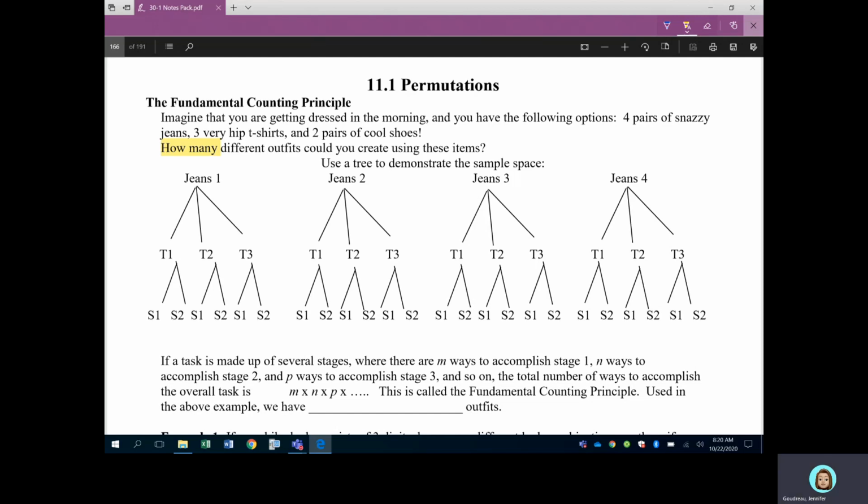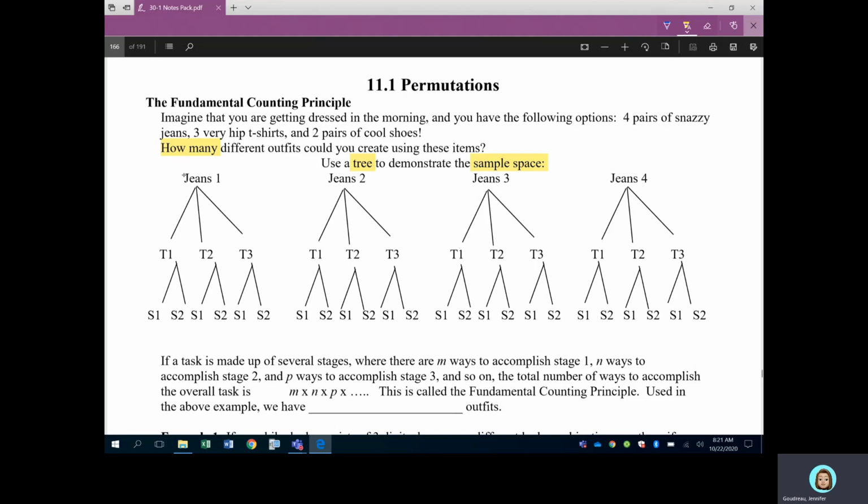For this example, we're going to start by creating what's called a tree diagram to demonstrate the sample space. The sample space is just all the possible outcomes. Once we have written what all the possible outcomes are, we can count how many we have and answer the question. In our tree diagram, we start with the jeans. So we've got 4 pairs of jeans, which we can see are all listed there. Branching off each pair of jeans, you'll notice that we have 3 choices representing our 3 t-shirts.